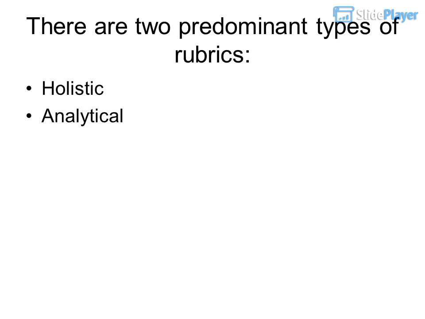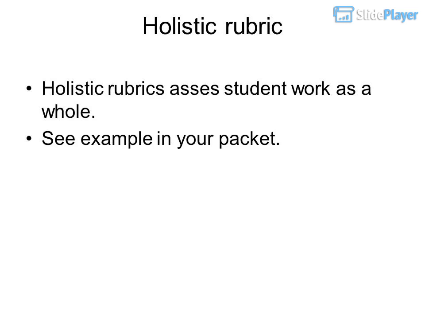There are 2 predominant types of rubrics: holistic, analytical. Holistic rubric. Holistic rubrics assess student work as a whole.